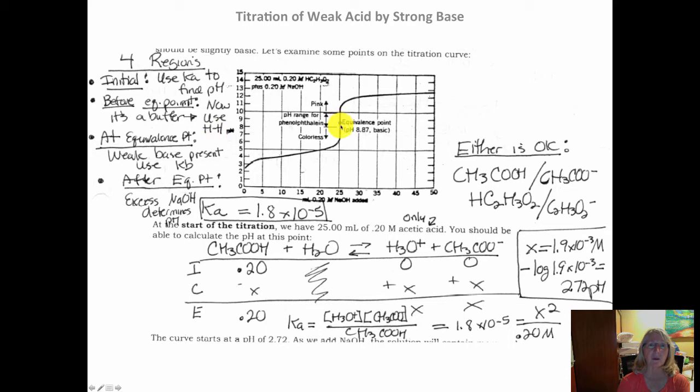At the equivalence point, the pH is not 7. At the equivalence point, the titration of a weak acid by a strong base is greater than 7, or 8.87. And if you continue to add more NaOH, then the excess sodium hydroxide is what would determine the pH. So I know you memorized the Ka of acetic acid, but there it is.